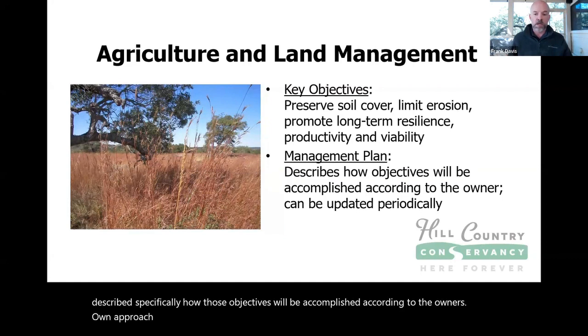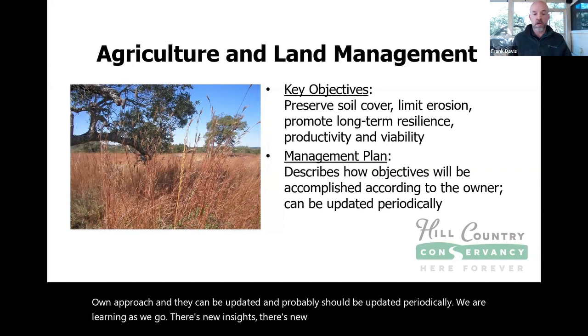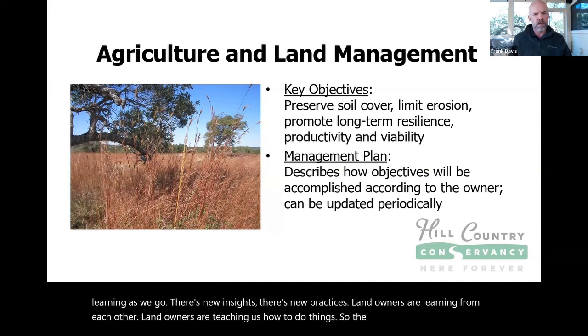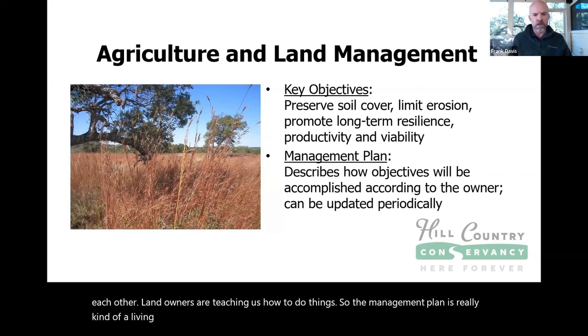And they can be updated and probably should be updated periodically. We're learning as we go. There's new insights, there's new practices. Landowners are learning from each other. Landowners are teaching us how to do things. So the management plan is really kind of a living, breathing document, whereas the conservation easement is sort of permanent, it's recorded, it goes with the land always.